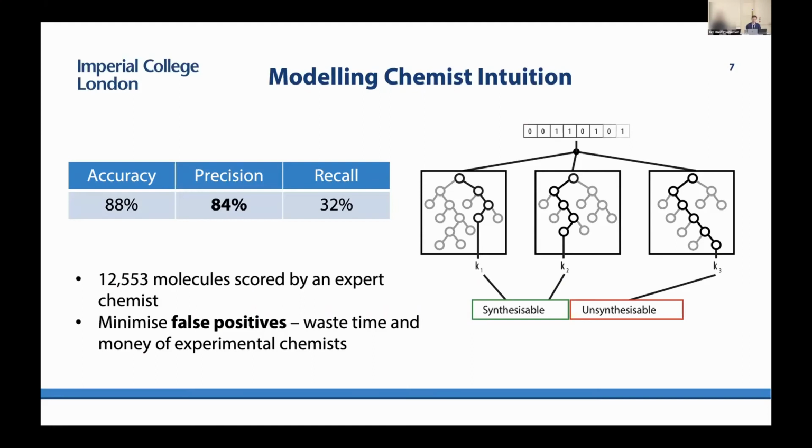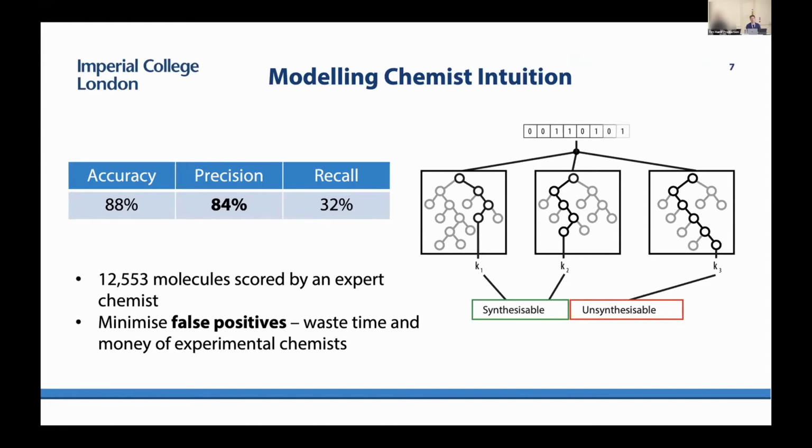So we set about trying to differentiate between easy to synthesize and difficult to synthesize precursors. And for this, we chose a random forest model based on the number of data points that we had, which was 12,553 scored, and also their popularity in other cheminformatics problems and relative ease in which they can be implemented, and also the few hyperparameters that we had to optimize as well. So we found that our model was able to achieve relatively high accuracy of 88%.